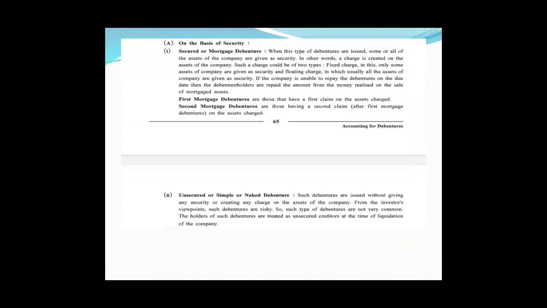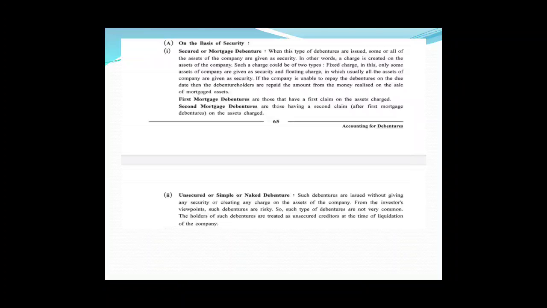When this type of debenture are issued, some or all the assets of the company are given as security. In other words, a charge is created on asset of the company. Such a charge could be of two types: fixed charge, in which only some assets of the company are given as security, and floating charge, in which usually all the assets of company are given as security. If company is unable to repay the debenture on the due date, then debenture holders are repaid the amount from the money realized on the sale of asset.